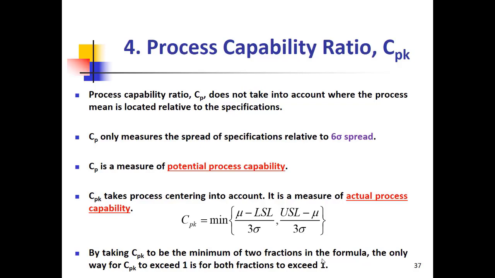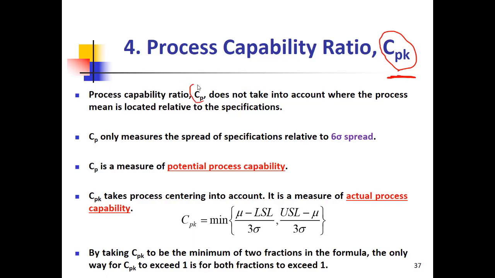Okay, the last thing that we will use is the process capability ratio, which we show with CPK. The process capability ratio also considers the centering of the data. I already explained what centering means. It considers how far the data are from LSL or USL and how far they are from the center. Okay, this is another parameter.